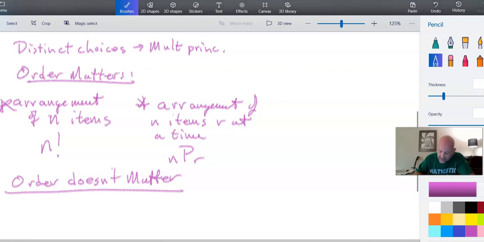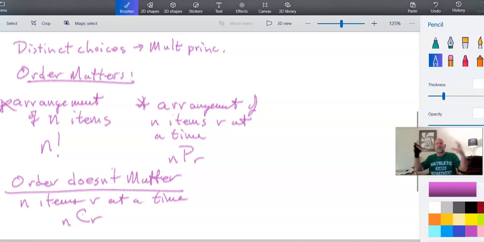And when order doesn't matter, and you're doing n items r at a time, it is NCR, right? So this is N choose R. And that is when you're just looking for a group of things. Again, a good example is lottery ticket, because it doesn't matter what order those numbers pop up. Once they're chosen, they're chosen. And if you have all of the numbers, you're a winner. It doesn't matter if you didn't pick those numbers in the same order that they came out of the hopper.